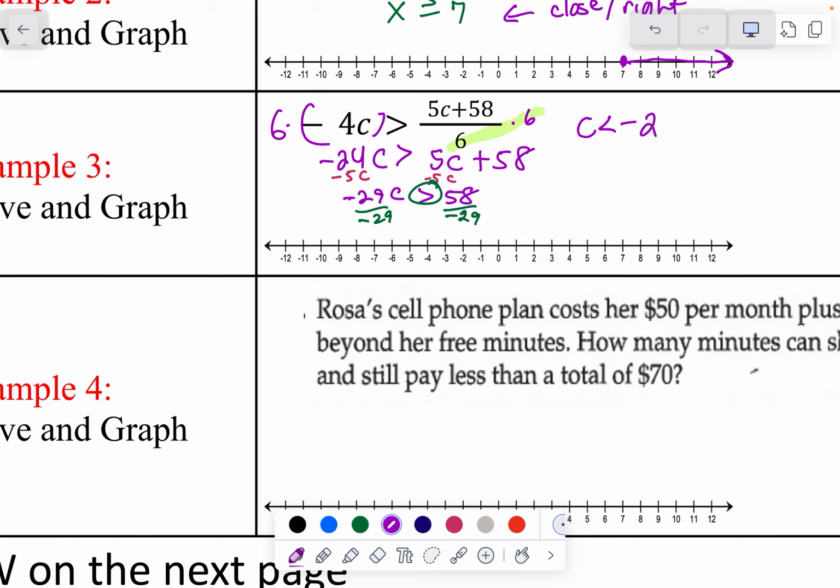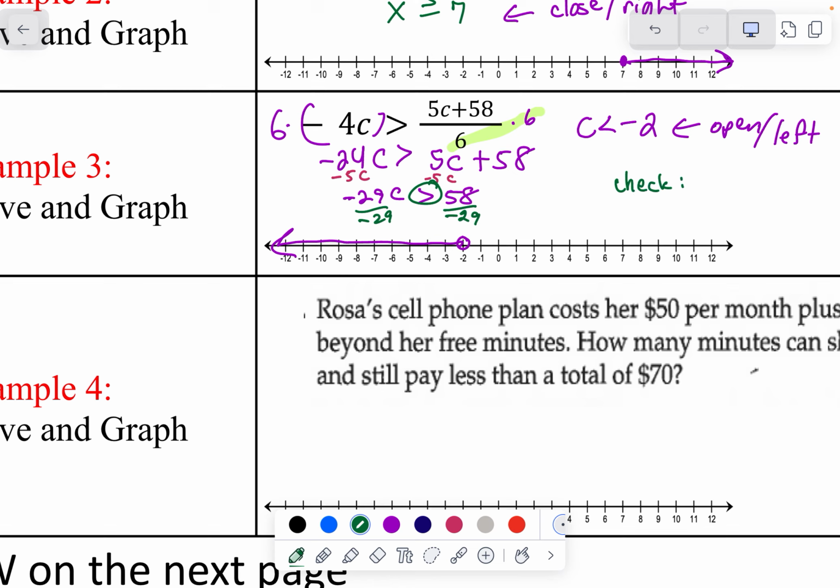So, on your graph paper, we have to have an open circle at negative 2. Less than is shaded to the left. So go over to your graph paper, find negative 2, put a little open circle, shade to the left. Now you can check these. You can check these very quickly.